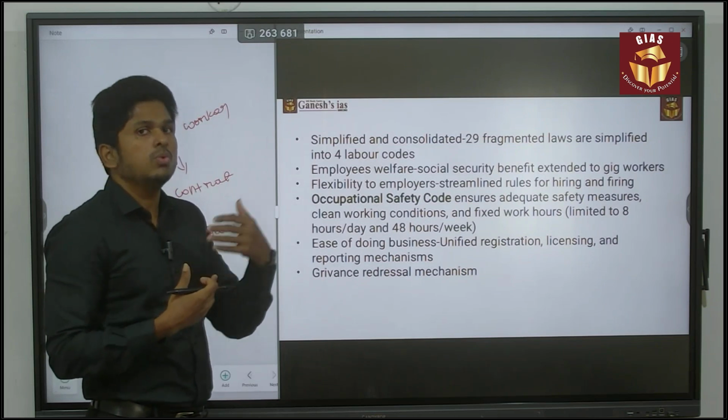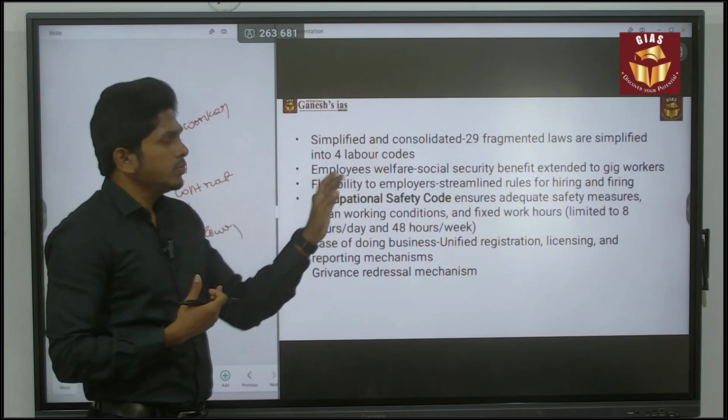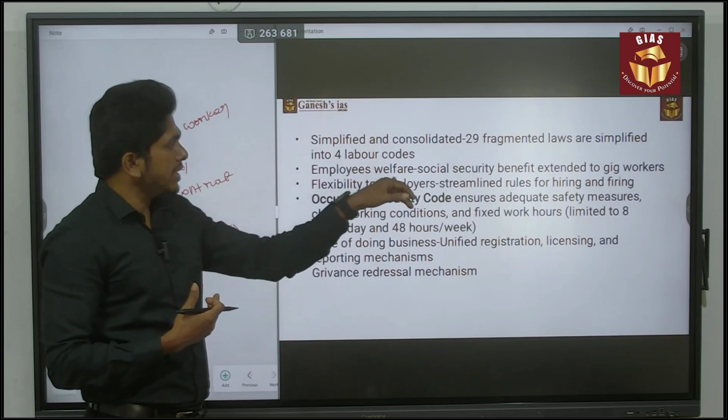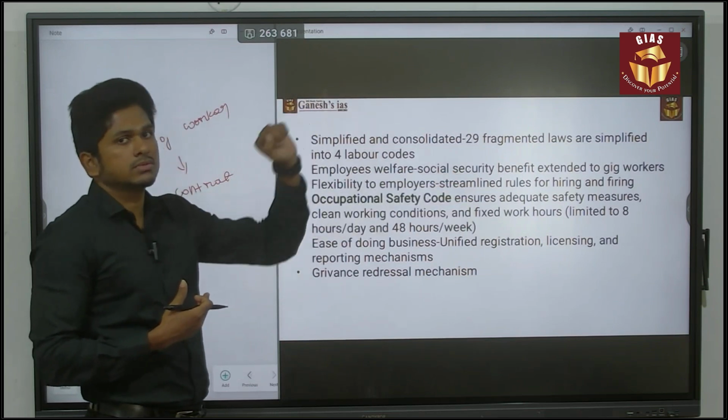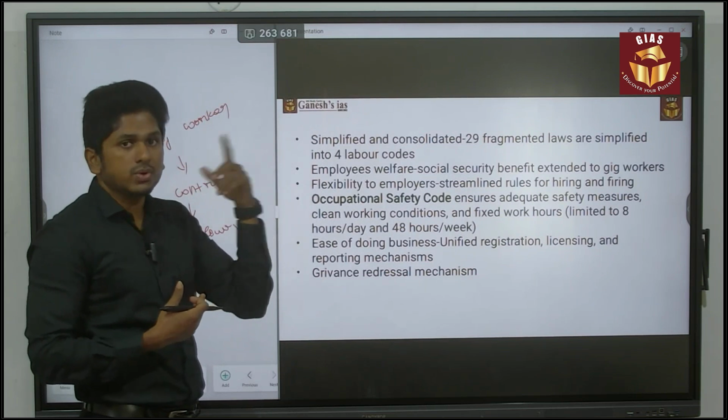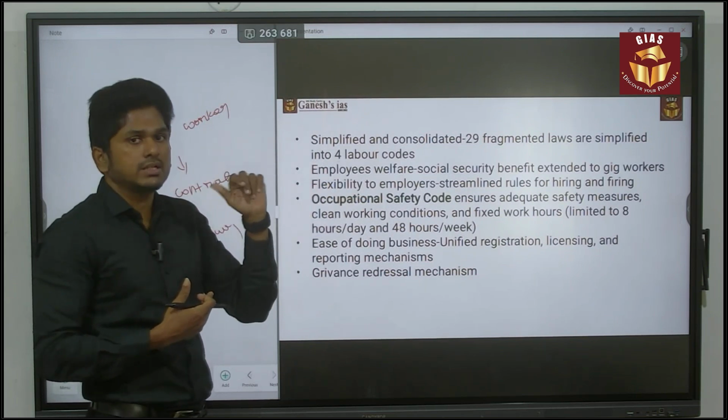So to overcome that thing, the four labor codes introduced employee welfare and social security, and it is even extended to gig workers. So that is the major achievement. It is focusing on the unorganized sector also. That is the major thing.